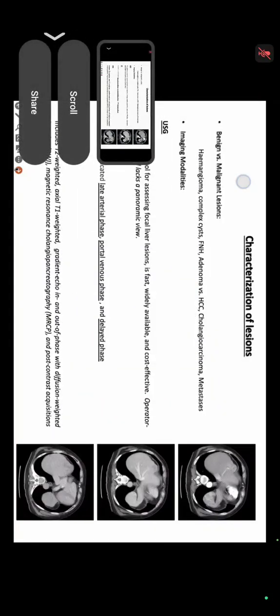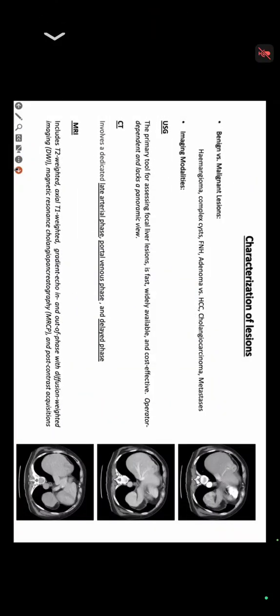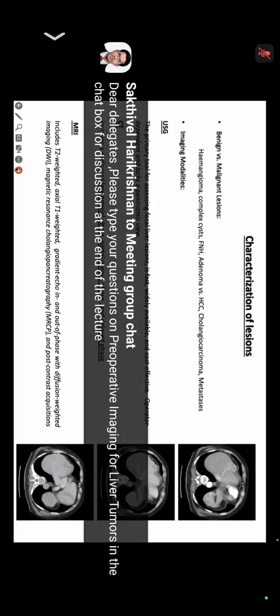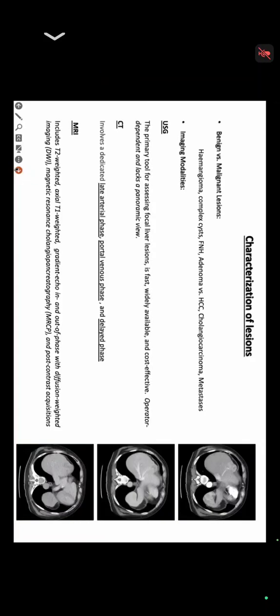So coming to characterization of lesions, it's mainly to diagnose what's there in the liver. We have benign and malignant lesions. The most common benign lesions are hemangioma, complex cyst, simple cyst, FNH or adenoma. On the other side, we have malignant lesions like cholangiocarcinoma and hepatocellular carcinoma, and also frequently colorectal liver mets and other metastases.